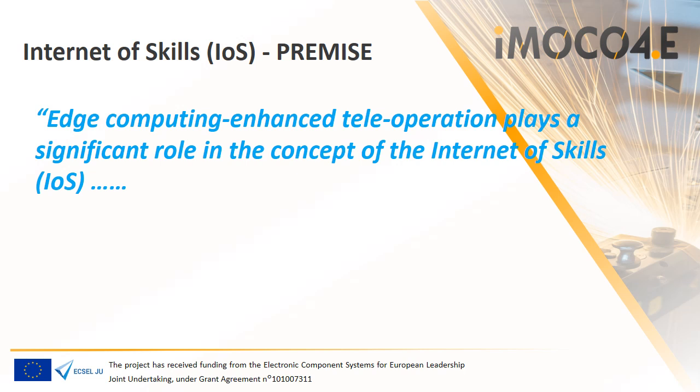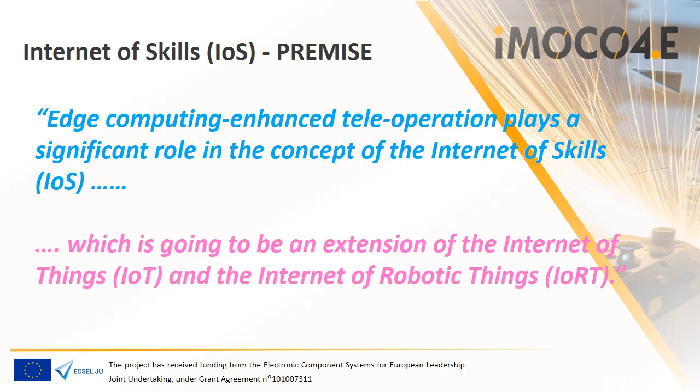And we're saying that that is going to be an extension of Internet of Things and the Internet of Robotic Things. So we are now currently experiencing the Internet of Things. We really are only starting to experience the Internet of Robotic Things, and all of that will come together in the future under the umbrella term of the Internet of Skills.